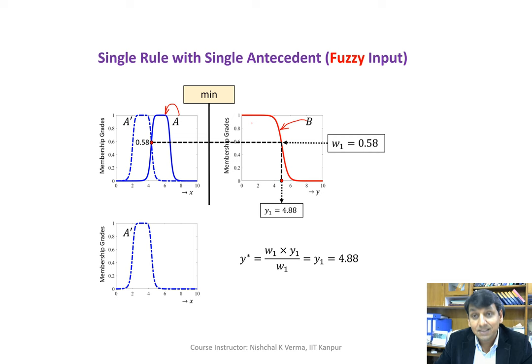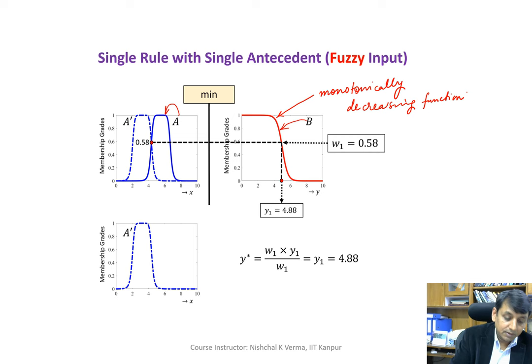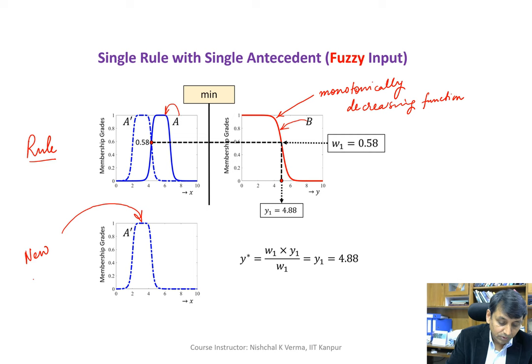So I can write here monotonically decreasing fuzzy set, or monotonically decreasing function. And this is actually the fuzzy set. So here this is the rule that is given to us for the Tsukamoto fuzzy model. Here a new input, I can write here new fuzzy input, is coming.